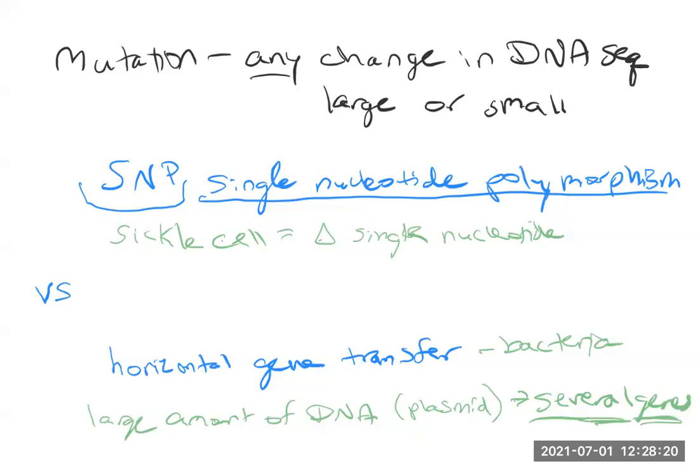And so both of these, to my point, are referred to as mutations, both the single nucleotide change and the horizontal gene transfer, which can contain many genes. These are both referred to as mutations. So you really have to know what type of mutation you're referring to when you use that word, or you need to figure out what someone else is referring to, because mutation is a very general term.